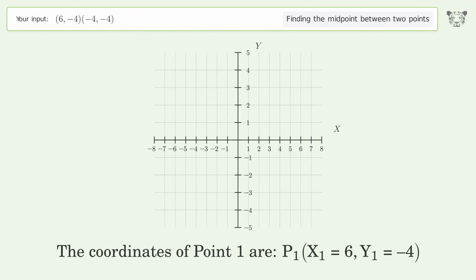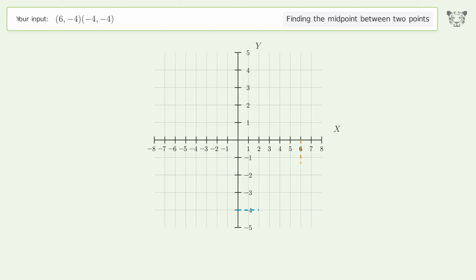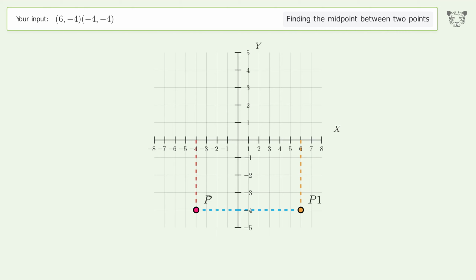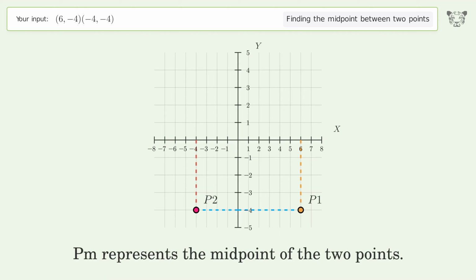The coordinates of point 1 are x1 equals 6, y1 equals -4. The coordinates of point 2 are x2 equals -4, y2 equals -4. PM represents the midpoint of the 2 points.